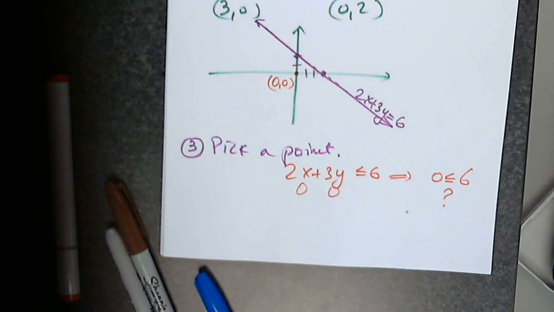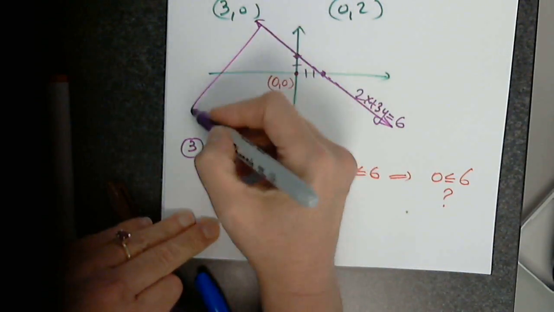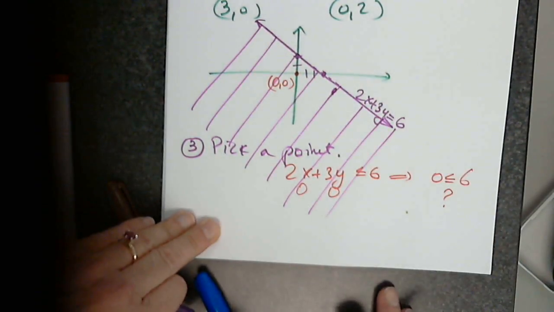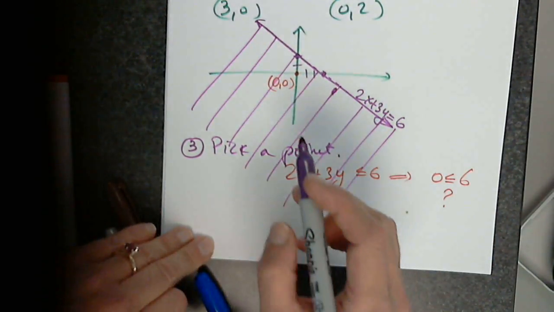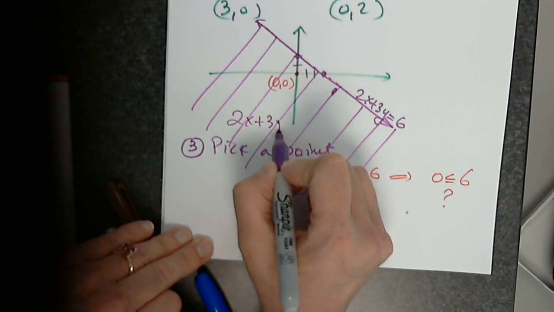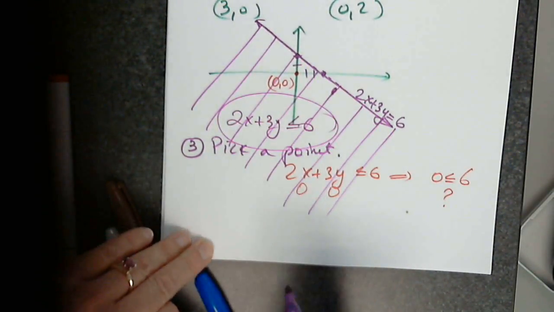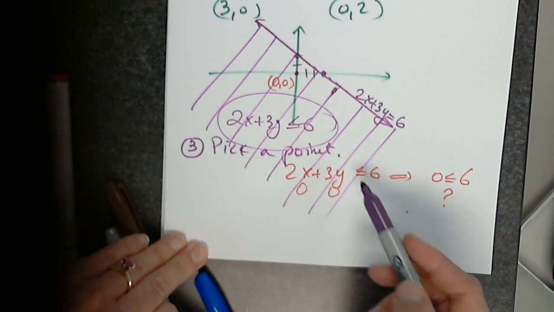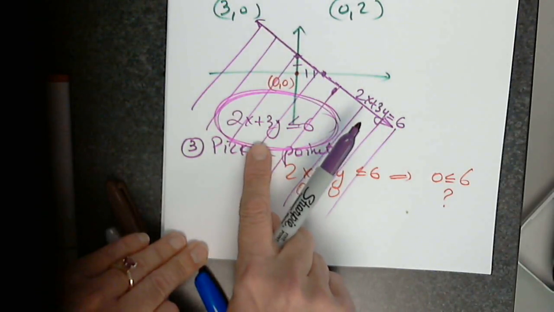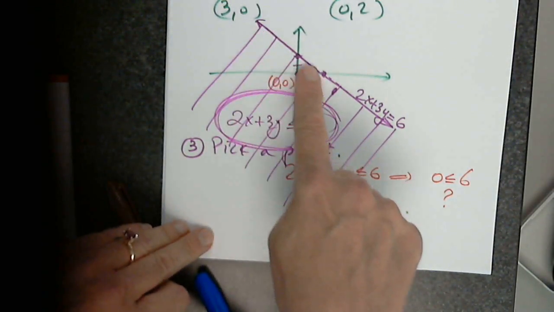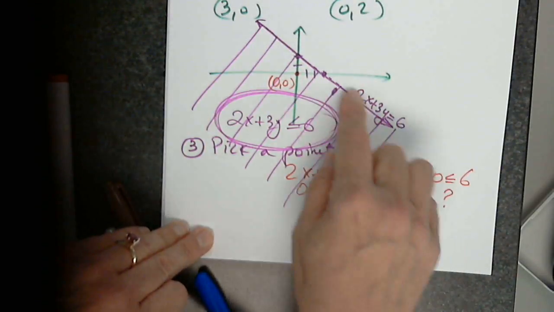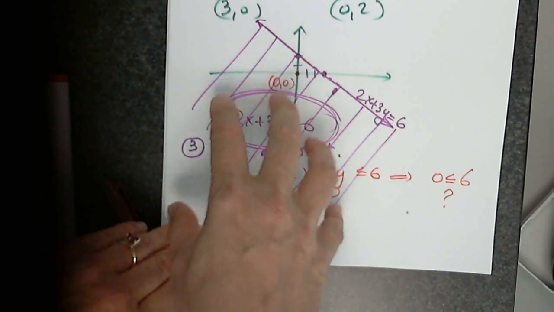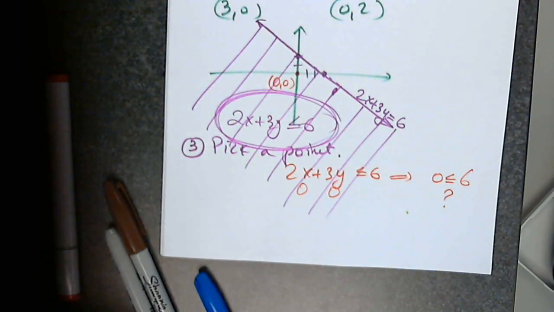So therefore, I shade in the solution. It's where the point I checked with is found. So then this is 2x plus 3y less than or equal to 6. What is? All points on the line and everything here. That is the inequality. Notice the difference. This is the equation. The region is the inequality, because that's where I find all solutions for the inequality.